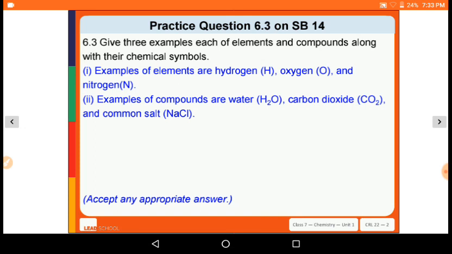The examples of elements are hydrogen, which we write as capital H, oxygen, capital O, and nitrogen, which is represented as capital N. Then the examples of compounds: water, carbon dioxide and common salt. H2O means water. CO2 is the chemical formula of carbon dioxide, and NaCl is common salt, or we can say sodium chloride.